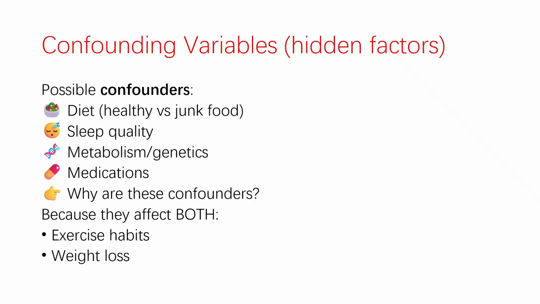So, why do we call these confounders? Because they influence both sides of the equation. They affect how much a person exercises, and at the same time, they also affect how much weight that person loses. This makes it harder to tell whether exercise alone is really causing the weight loss.